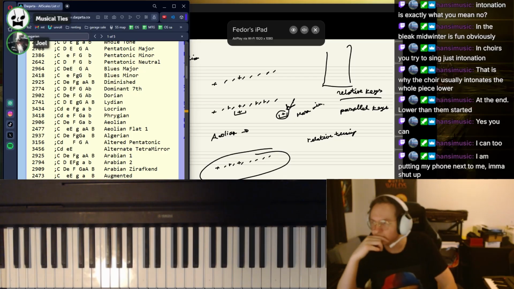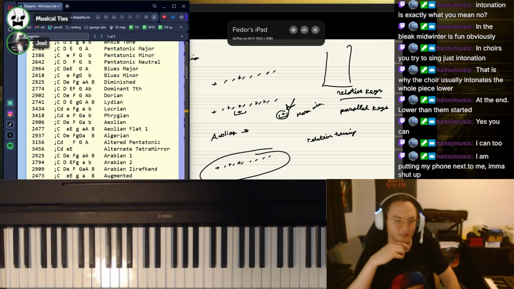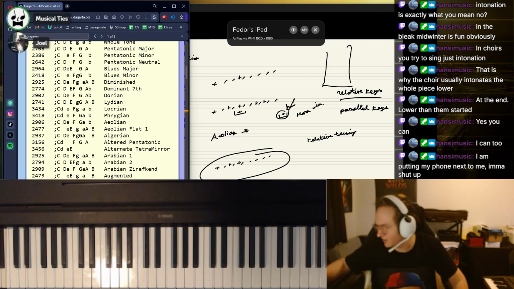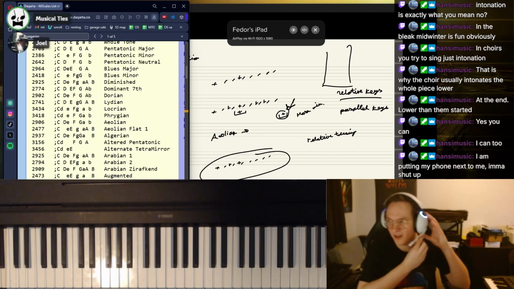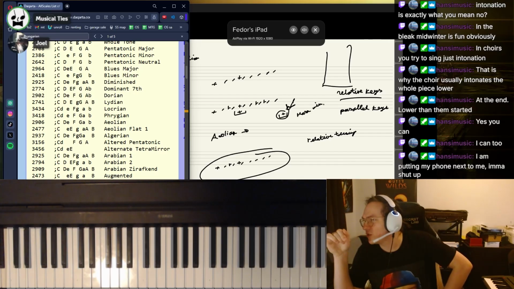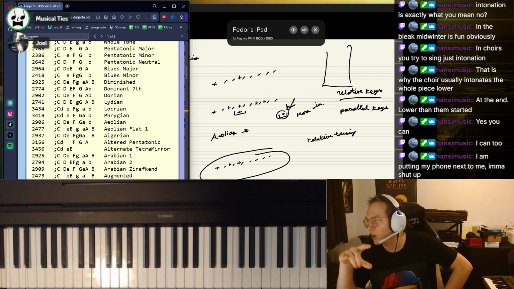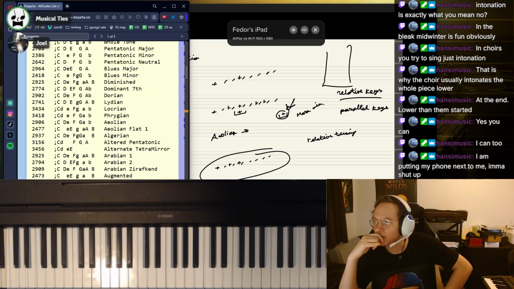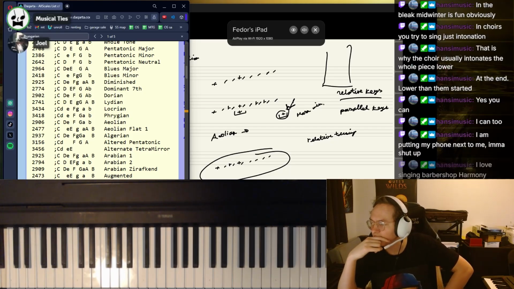I think barbershop people do this in real time. Yes, they have to. That's why I love barbershop quartets and just how they sound. It's so fun. In choir you try to sing just intonation. That is why the choir usually intonates the whole piece lower at the end than when they started. Interesting. Barbershop harmony is so cool.